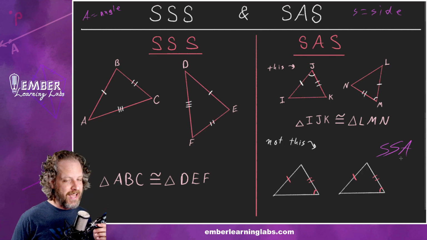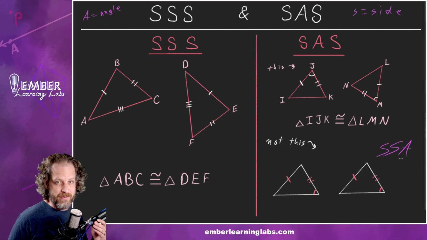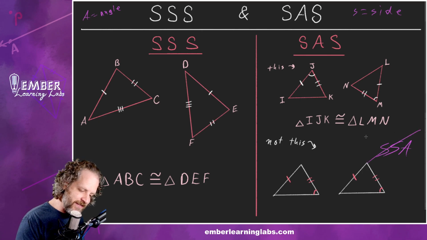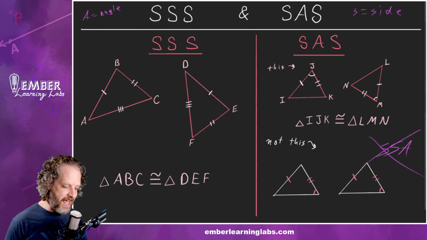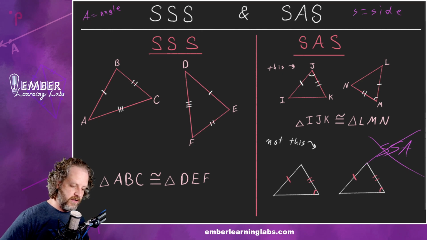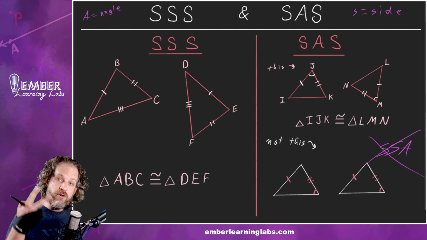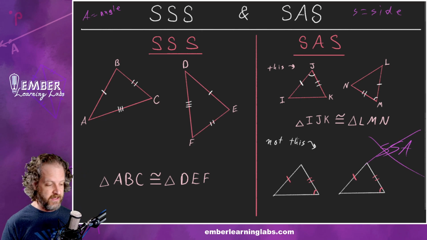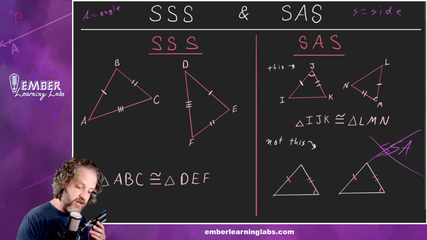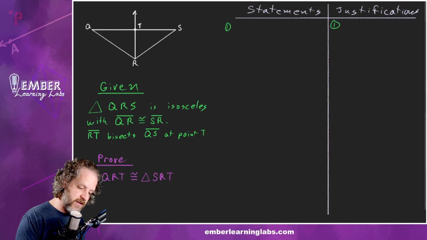I point that out mostly because that might help some of your brains remember that side, side angle is not a proof of congruence. For side angle side, it's got to be the side, then the angle in between, and then another side. We're actually going to do two different proof examples in this lesson, so let's jump into them. Neither one of them is going to be particularly long.